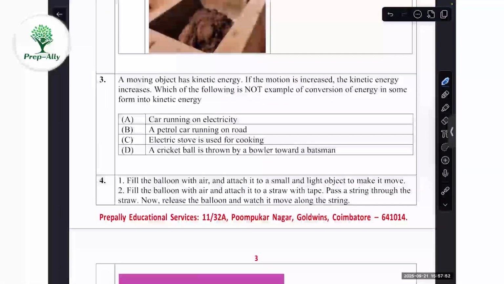So if the moving body has kinetic energy, if the motion is increased, kinetic energy increases. Which of the following is not energy conversion in some form into kinetic energy? So final energy is kinetic energy. Car is running means final energy is kinetic energy. Electric car means electric energy is converted to kinetic energy. Petrol car means again chemical energy converted to kinetic energy. Ball thrown by a bowler, again he is using his internal chemical energy to convert to kinetic energy of the ball. Ball is also moving finally.